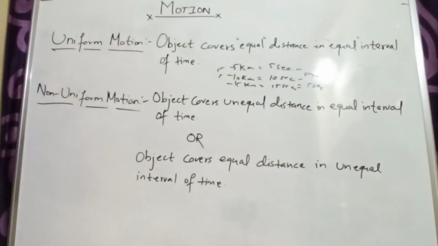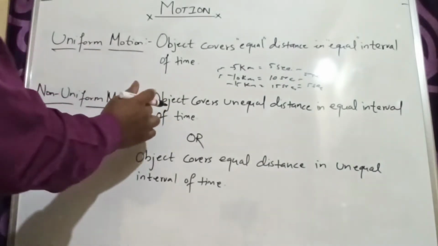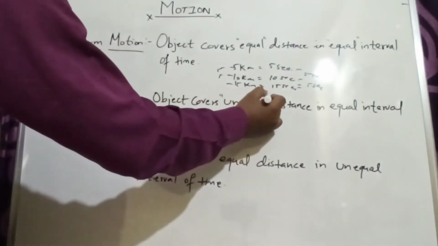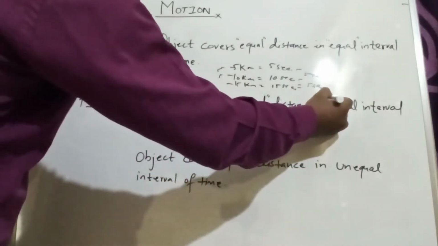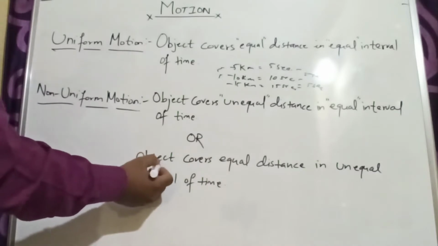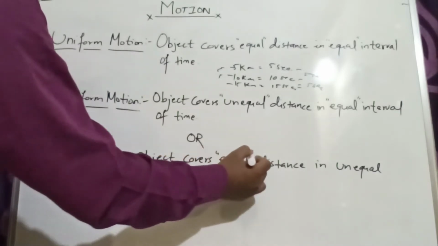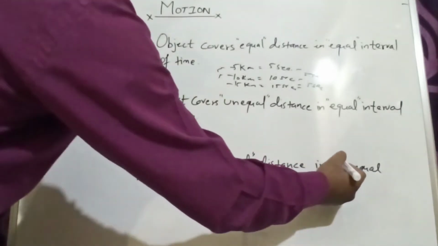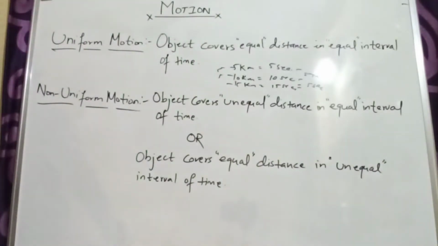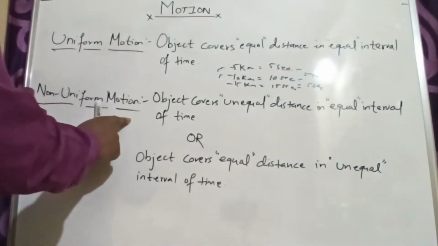Next is non-uniform motion. Non-uniform motion means if an object covers unequal distance in equal interval of time, or if an object covers equal distance in unequal interval of time, then that kind of motion is a non-uniform motion.